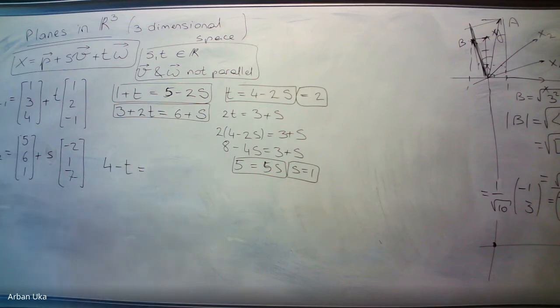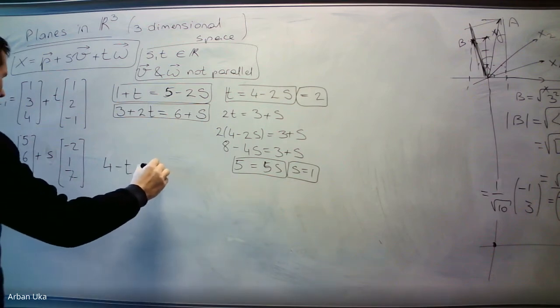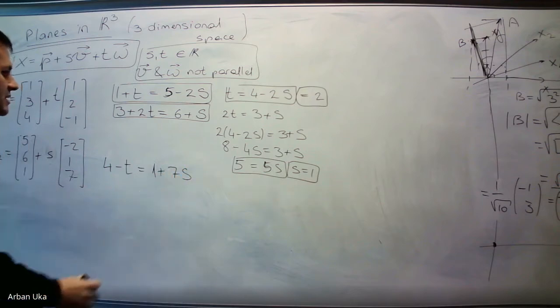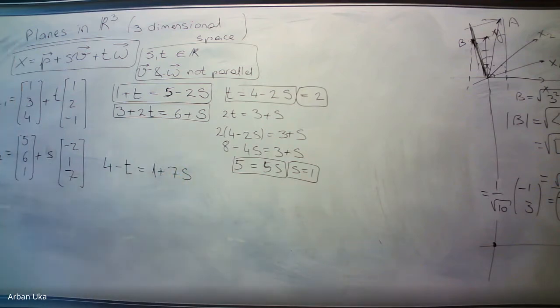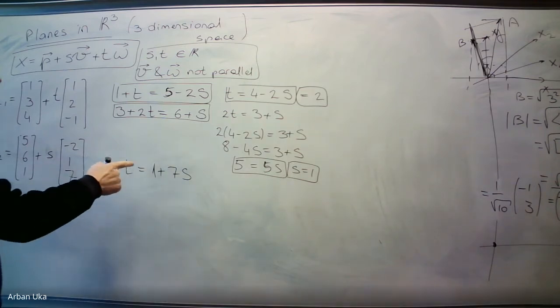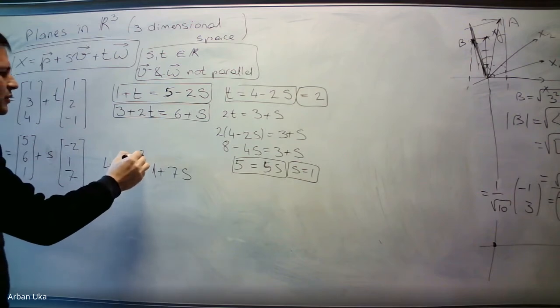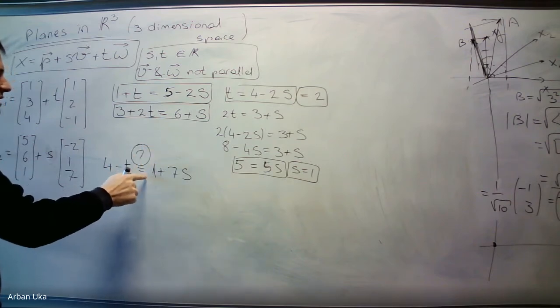4 minus t. This is 1 equal plus to 7s. 1 plus 7s. Let's substitute these values and let's see. If the two intersect, this identity should be true. So right now we are questioning this identity.